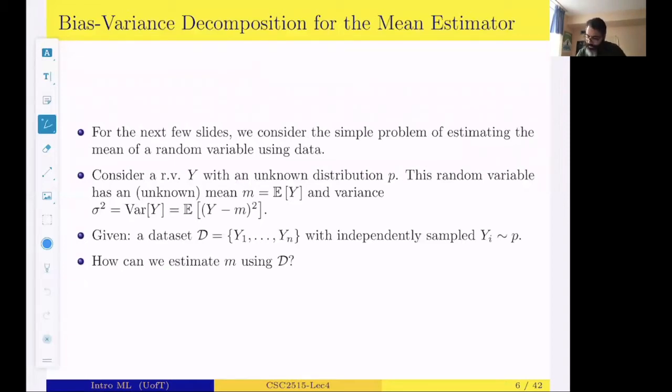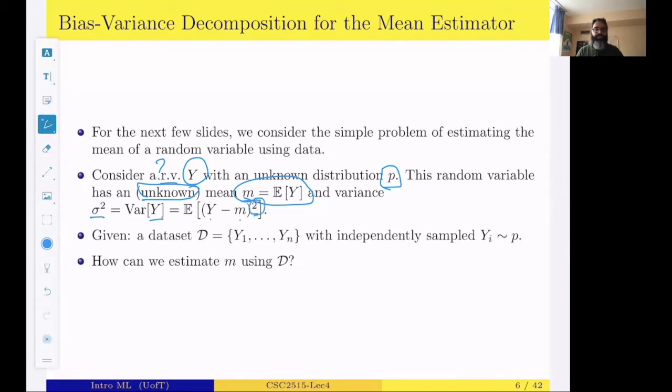So what is the setup? We have a random variable y, which has a distribution p, but we don't know the distribution. This random variable, of course, has a mean. Suppose the mean is well defined, so the distribution has a finite first moment. But it is unknown, so we don't know the mean. I denote the expectation of y by m. And it has some variance sigma squared, which is the expectation of (y minus m) squared, the same as in the previous lecture.